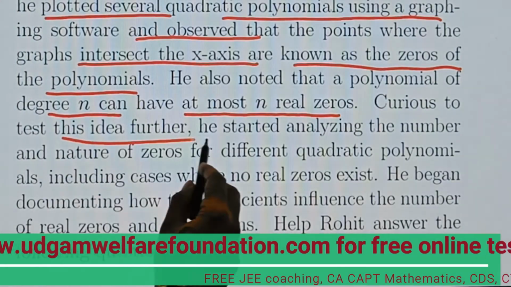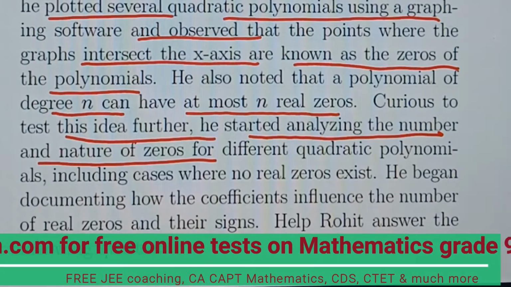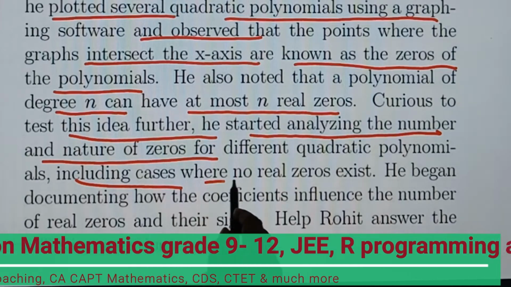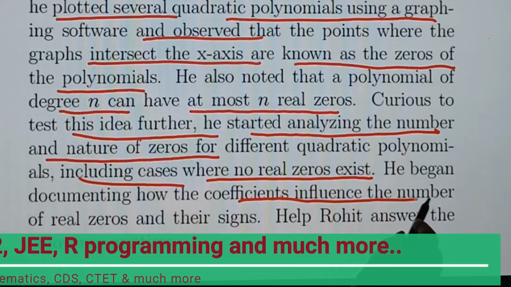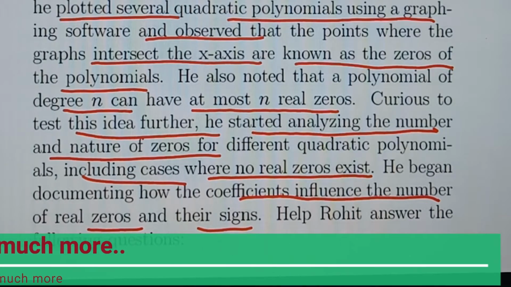Curious to test this idea further, he started analyzing the number and the nature of zeros for different quadratic polynomials, including cases where no real zeros exist. He began documenting how the coefficients influence the number of real zeros and their signs. Help Rohit answer the following questions.